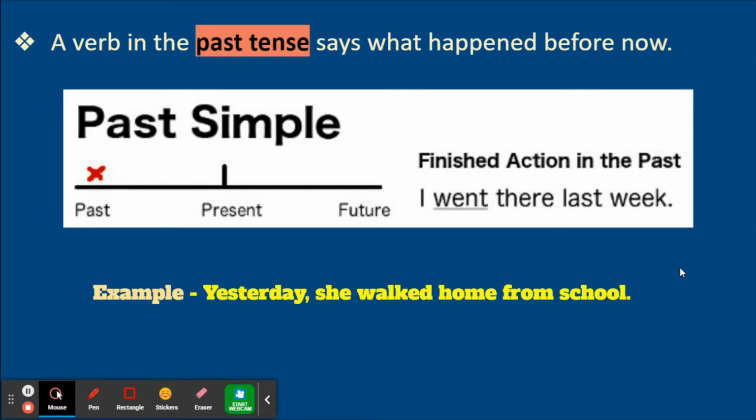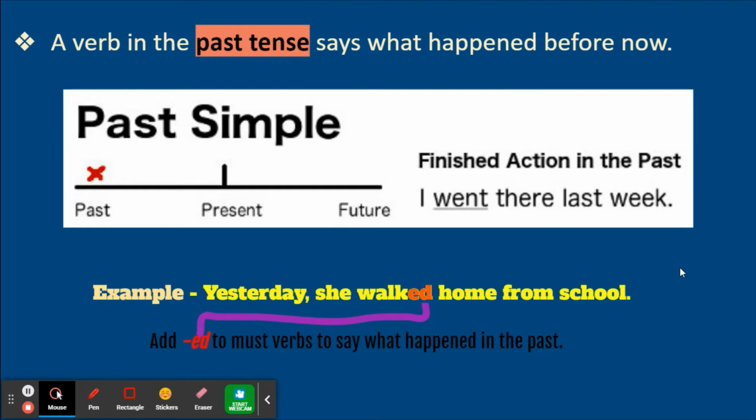My example, following the same sentence that we had earlier: Yesterday, she walked home from school. So notice that the verb walked is in the past tense. For the regular verbs, we add -ed to most verbs to say what happened in the past, like jump, jumped, right? Now, walk, walked. But today we are going to be concentrating on a different verb.